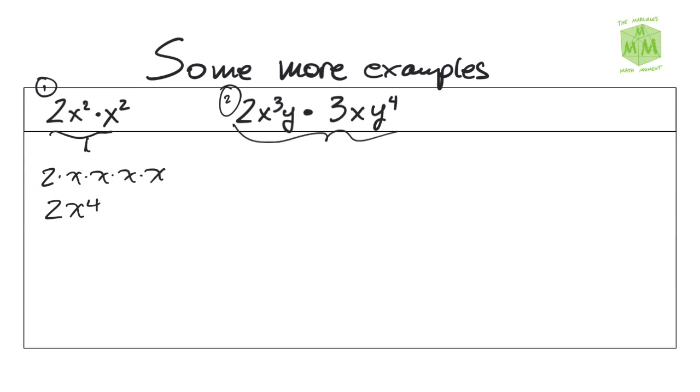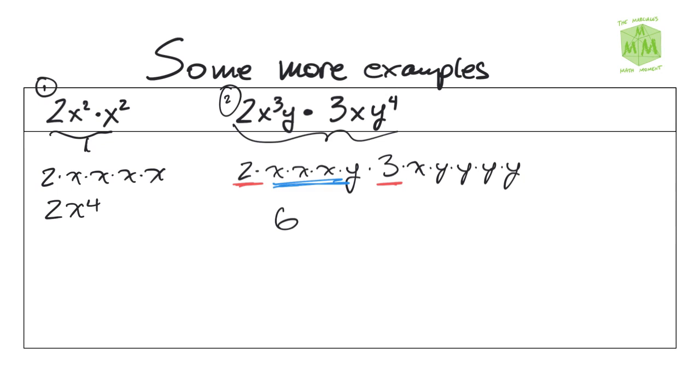Now our next example is a little more complicated, or so it appears. But when in doubt, we can write it out. 2 times x times x times x times y times 3 times x times y times y times y times y. When we're doing multiplication, I'm going to multiply these numbers together, and that's going to give me 6. 2 times 3 is 6. Then I'm going to count my number of x's, and that's going to give me 1, 2, 3, 4. So I have x, repeated multiplication 4 times.